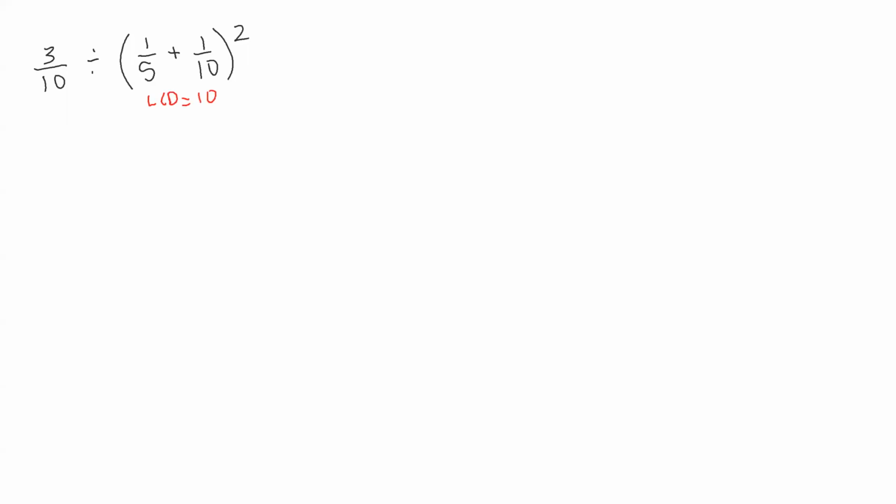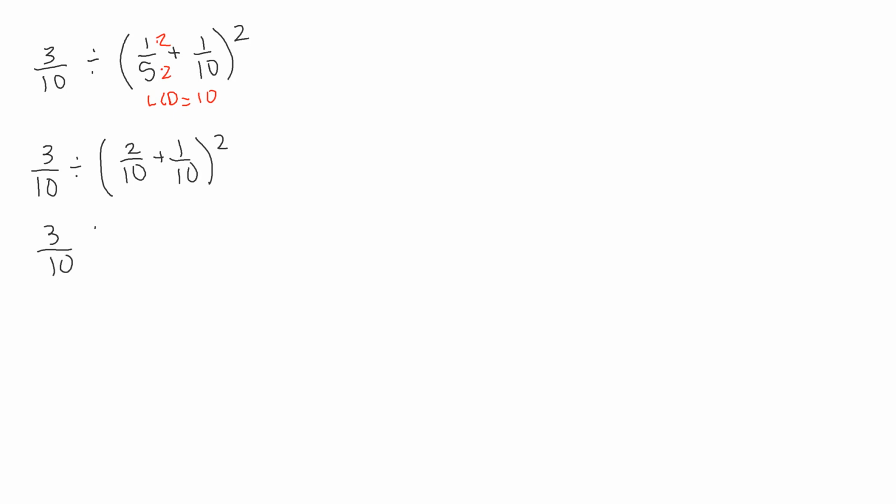Okay. I don't need to rewrite 1/10, but I do need to rewrite 1/5. So what would I multiply 5 by to get 10? Well, I would multiply by 2. So top and bottom by 2. And I'm going to rewrite the whole problem now. So I'm going to bring down my 3/10 divided by parentheses. And now I'm going to write that 1/5 as 2/10 plus 1/10 squared.